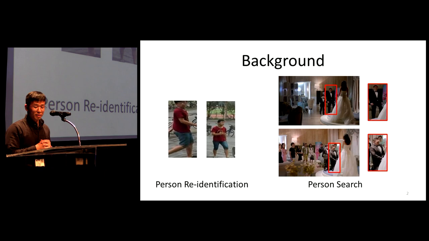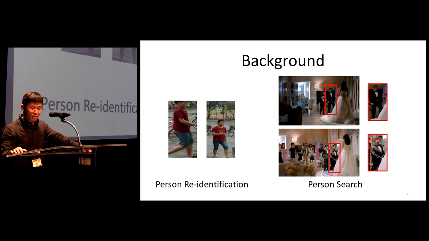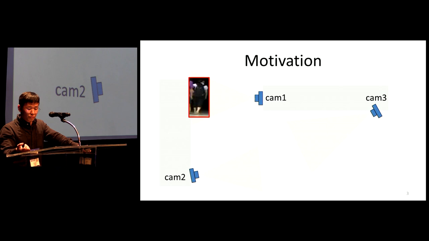First, I will introduce the difference between the task of person re-ID and person search. Person re-ID focuses on learning individual appearance features, while person search simultaneously handles pedestrian detection and person re-ID within a single framework, which allows us to employ context information in the scene. Suppose a person is walking through a camera system with three cameras.